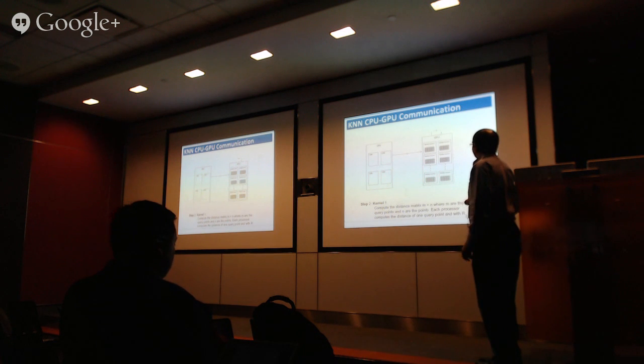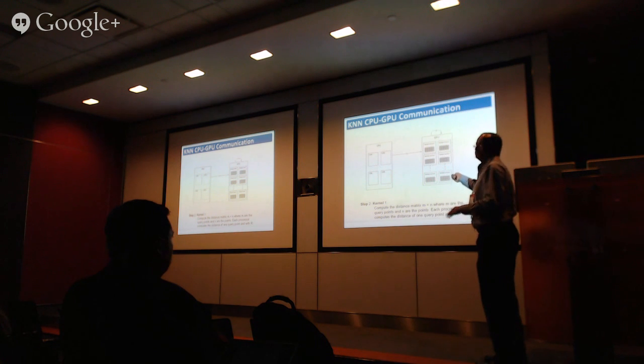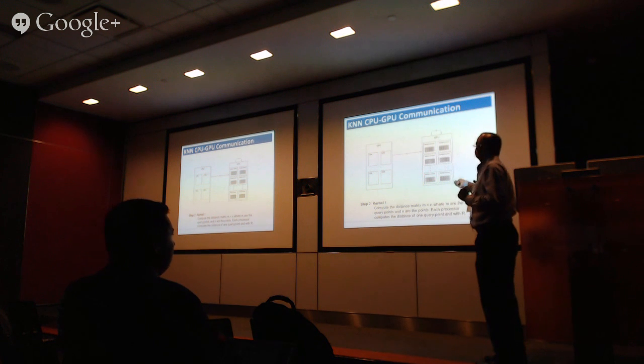Compute the m by n matrix, where m are the query points and n are the reference points. Each processor computes the distance of one query point to the reference points. So the query points are broken down across multiple processors, and the reference points are in shared memory. We compute the distance for each of the queries. Say there are 2000 query points and I have 10 processors, so each processor has 200 query points to compute distances for. Each point's distance to all the reference points is what the GPU processor will do.